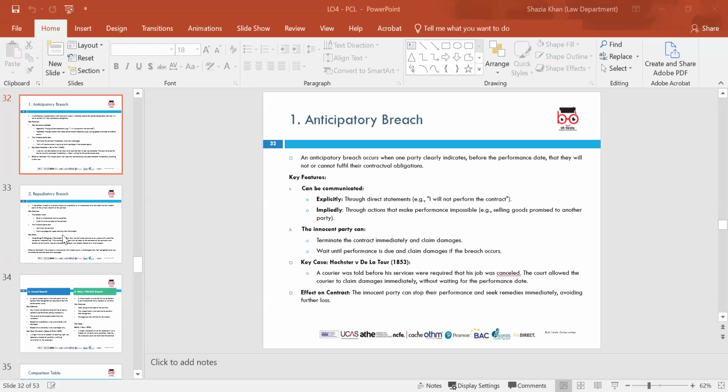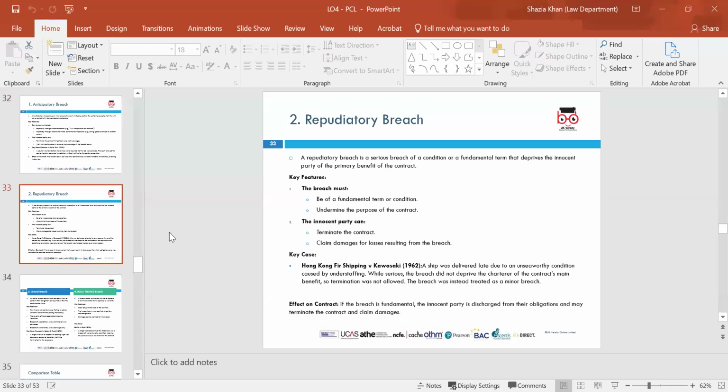Then we've got repudiatory breach, which we went through a little bit earlier on as well. So a repudiatory or fundamental breach is so serious that the injured party can choose to terminate the contract. An example might be if a builder stopped turning up so that no progress was being made on the agreed work. Damages may be payable along with the ending of the contract.